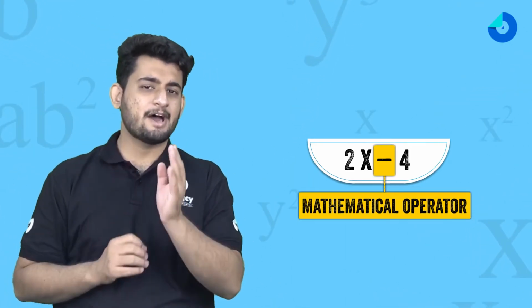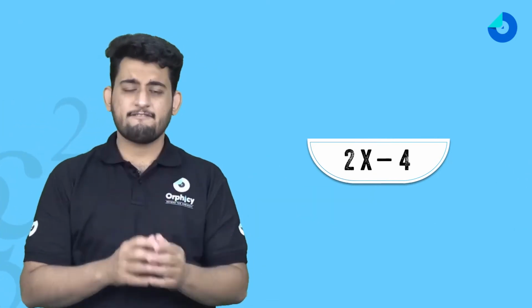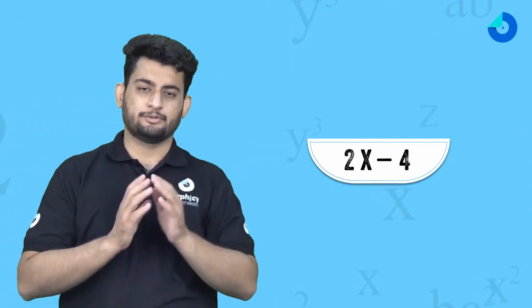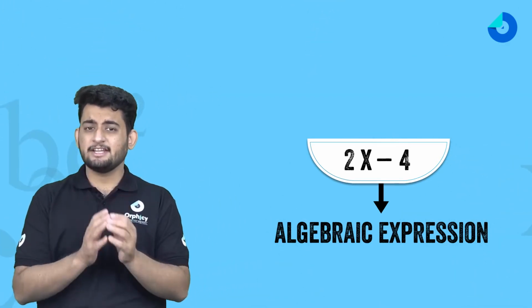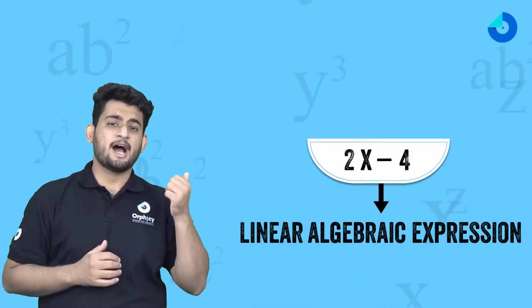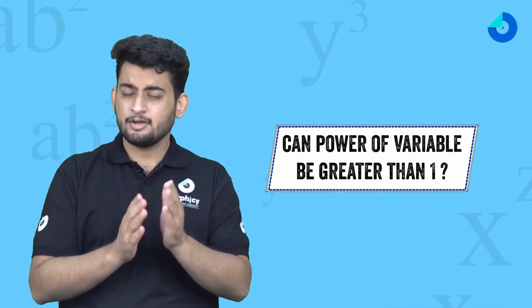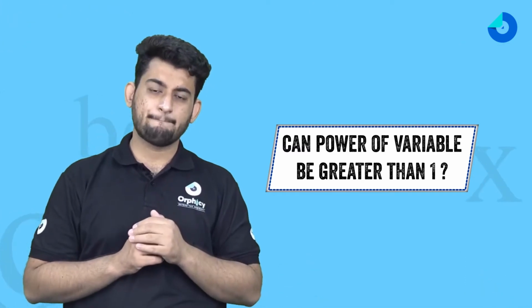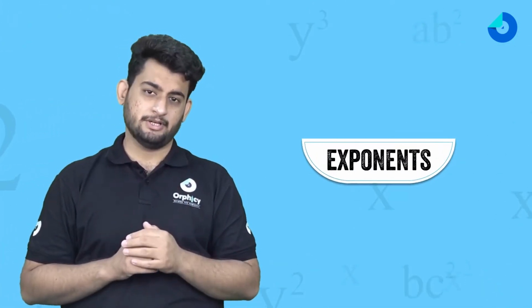मान लीजिए हमारा mathematical operator है minus. We have 2x minus 4. Now this is an algebraic expression. In fact, ये एक लीनियर algebraic expression है because the highest power of x is 1. इससे एक सवाल ध्यान में आता है, क्या मेरा वेरिएबल का पावर 1 से ज्यादा हो सकता है? The answer is yes. This is possible because of exponents.